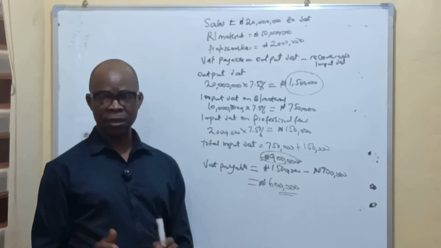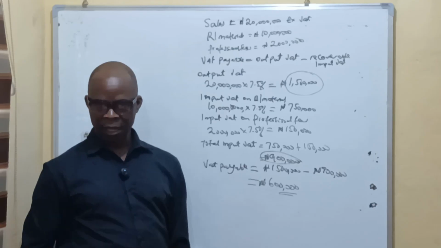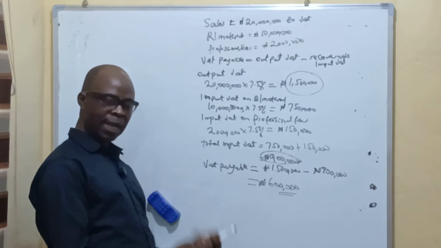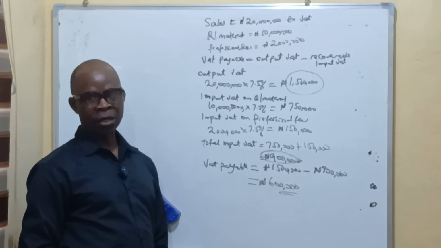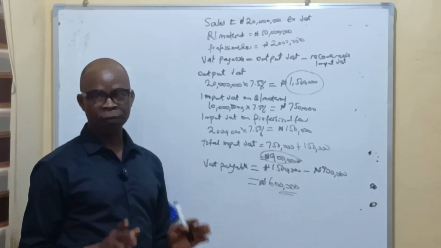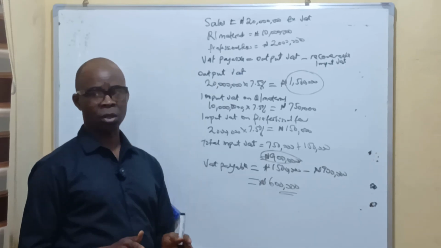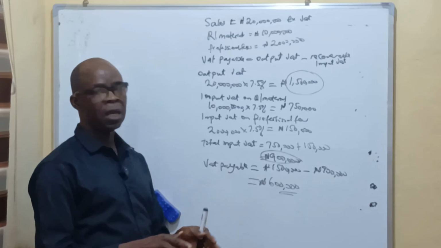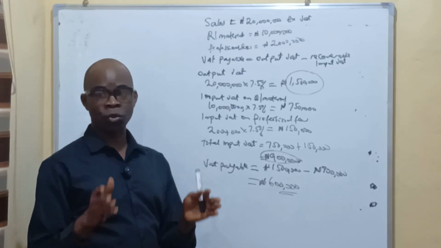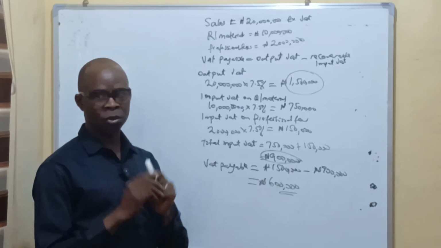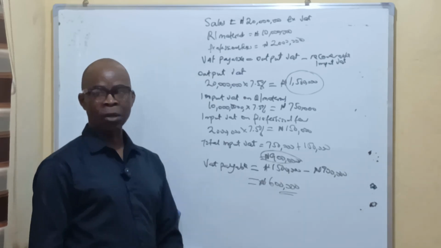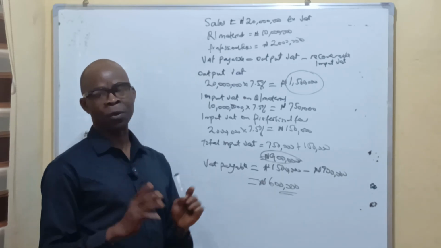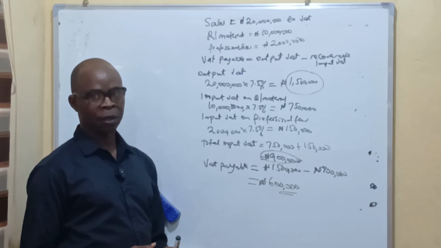So what it means is that what you collect as output VAT is higher than what you pay as input VAT. So don't make the mistake of thinking that every VAT amount you have collected from customers is automatically the final amount you need to pay to the tax authority. You need to properly identify your output VAT and also qualified recoverable input VAT.